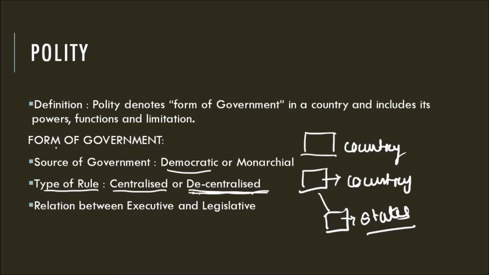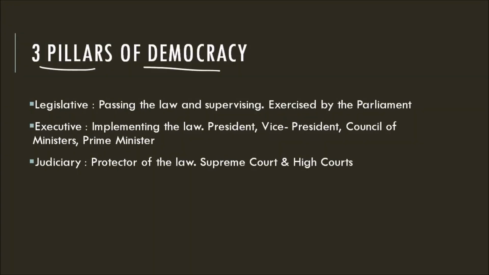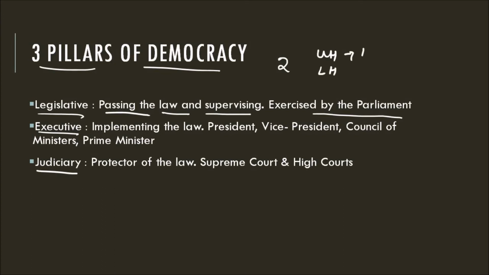By form of government, we also define the relationship between executive and legislative. Now let's understand executive and legislative in a bit of detail. There are three pillars of democracy: legislative, executive, and judiciary. The job of legislative is passing the law and supervising it. And this particular part is exercised by parliament. Indian parliament consists of two parts. One is the upper house and the other is the lower house. Upper house is the Rajya Sabha and lower house is Lok Sabha. We'll discuss more about these in upcoming sessions.